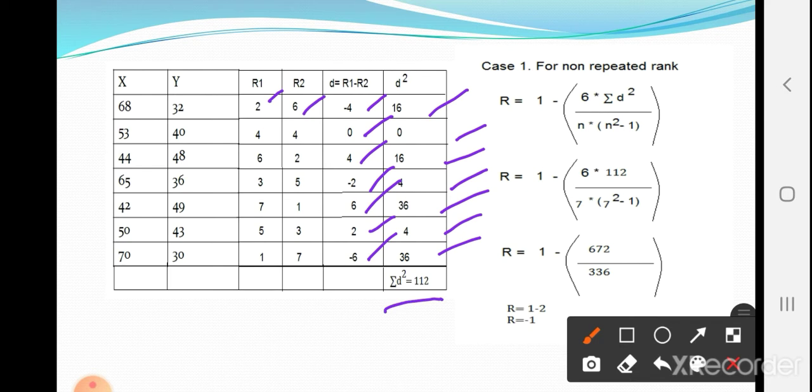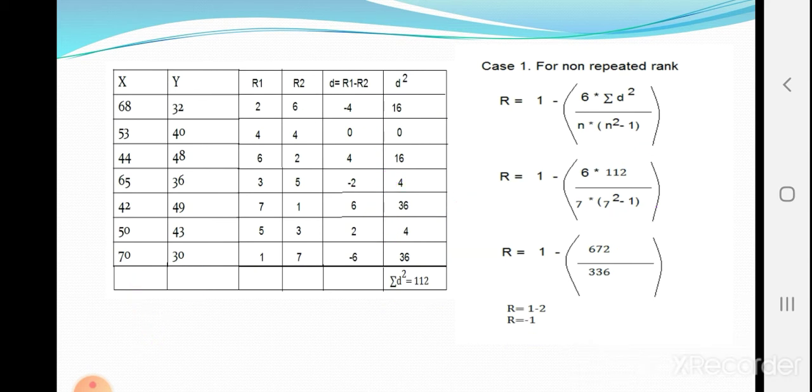Now just plug the values of n and summation d square into the formula. So r is equal to 1 minus 6 into summation d square, which is 112, divided by n, which is 7, into 7 square minus 1. 6 into 112 is 672. 7 square is 49, 49 minus 1 is 48. 48 into 7 is 336. So 672 divided by 336 is 2. So 1 minus 2 is minus 1. So the conclusion is there is perfect negative correlation between the two variables x and y.